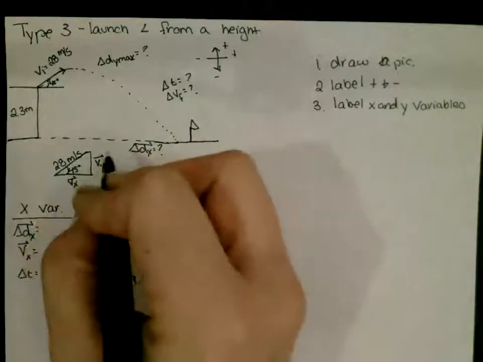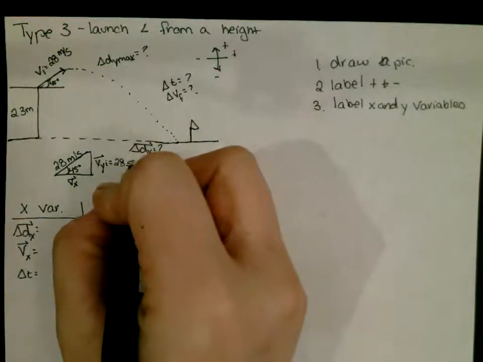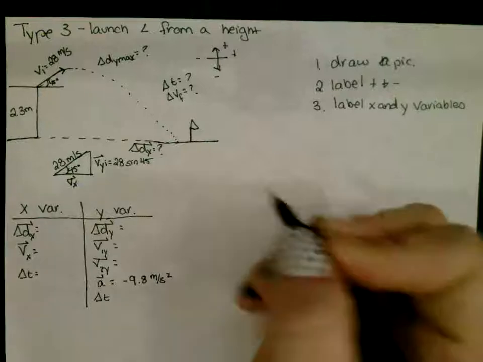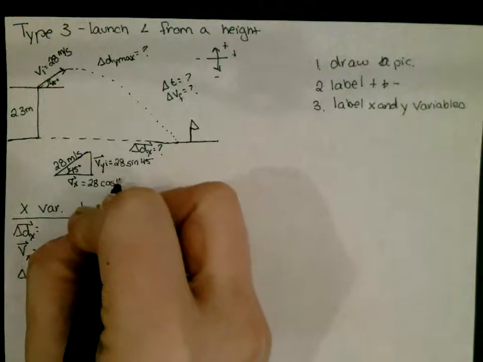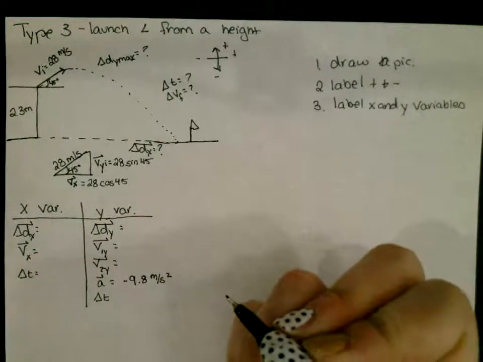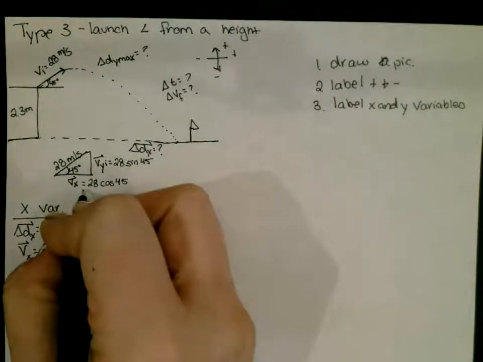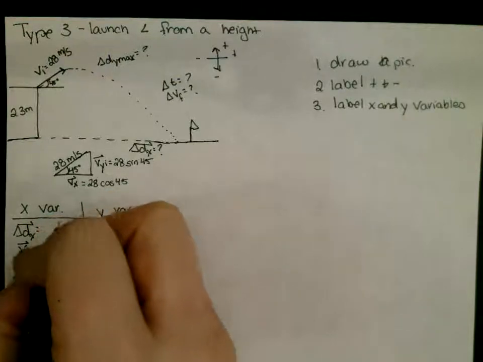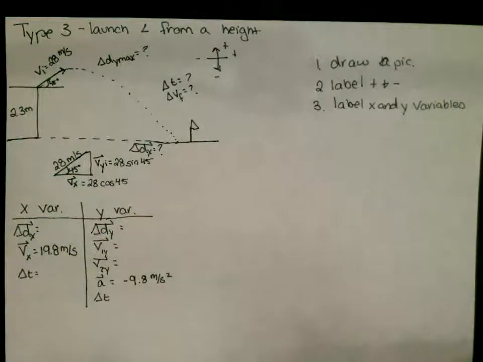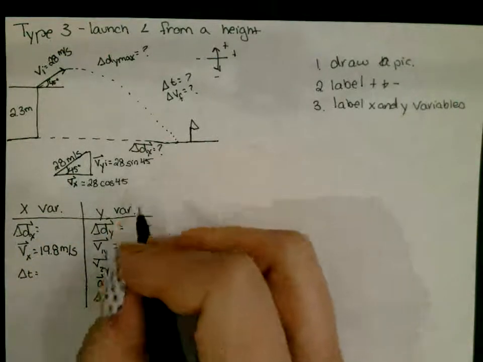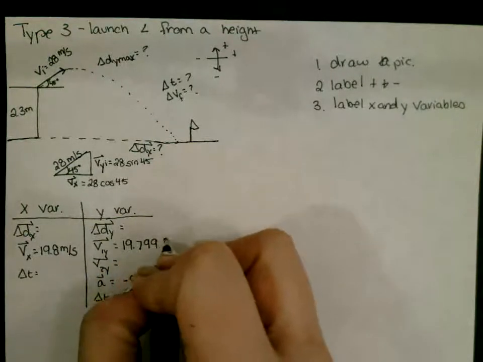So this is going to be 28 sine of 45. This little guy down here is going to be 28 cosine of 45. So my initial velocity, or my horizontal velocity, is 19.8 meters per second. My initial vertical velocity is 19.799 meters per second.